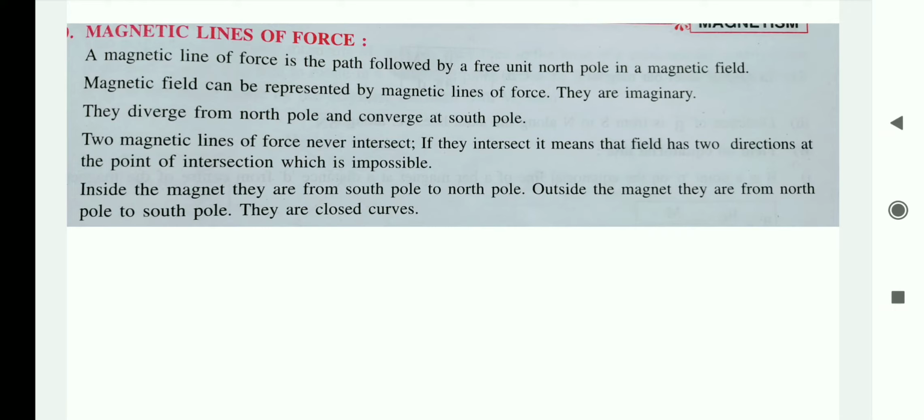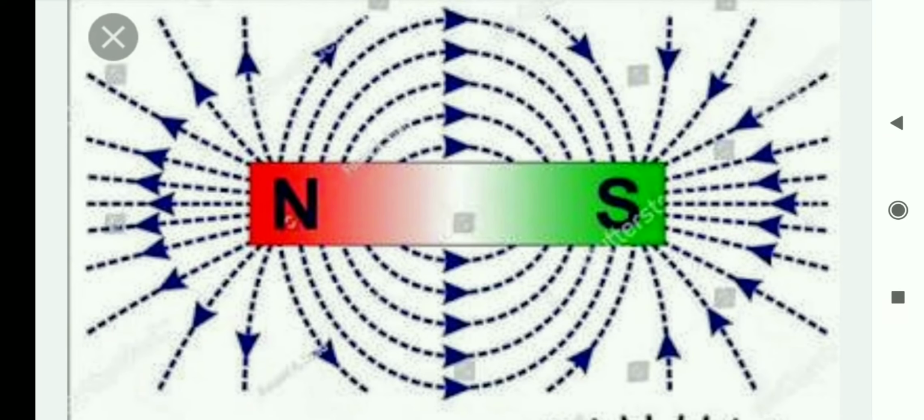Magnetic field can be represented with the magnetic lines of force. They are imaginary. At the north pole they are divergent, and at the south pole they are convergent. For example, in the diagram, if you release a unit north pole near the north pole of the bar magnet, it moves from north to south. So flux lines come out of the north and enter into the south. So at the north pole those are divergent lines, and at the south pole those are convergent lines.